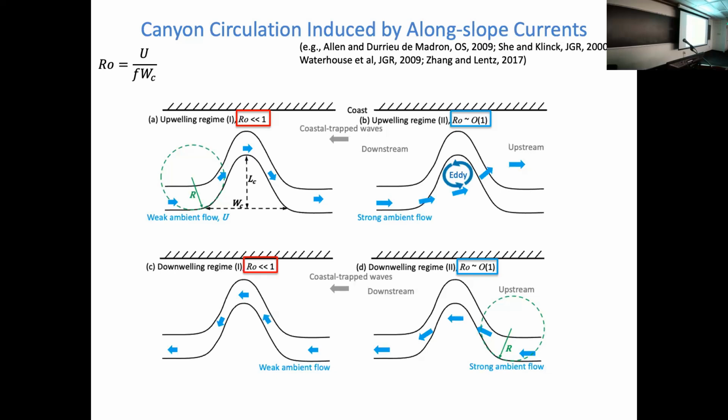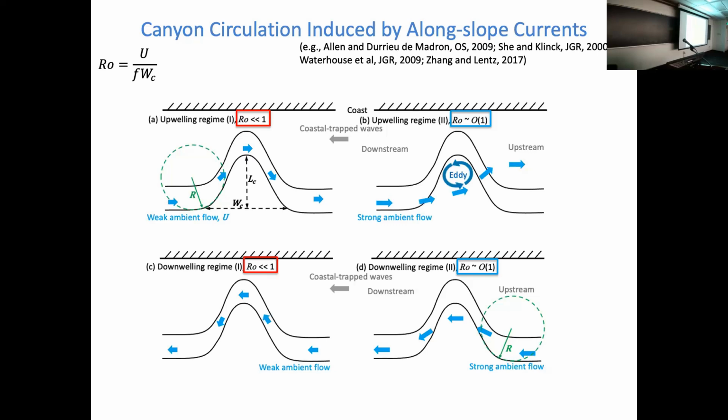So, just categorization here. There are different categories of interaction. Let's look at the Rossby number, which is how strong the flow is relative to the rotation. On the left, I'm showing where the Rossby number is much smaller than 1, so the canyon is very wide, or the flow is very weak.